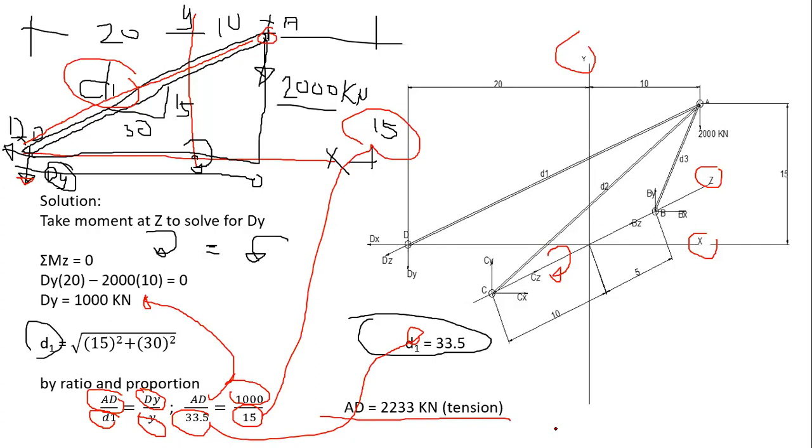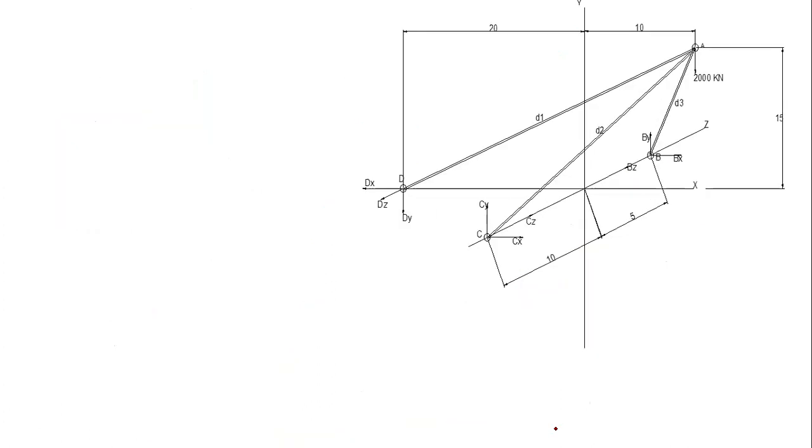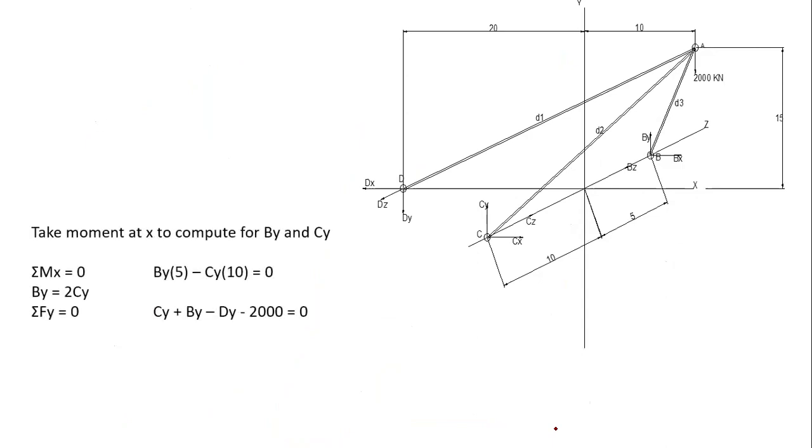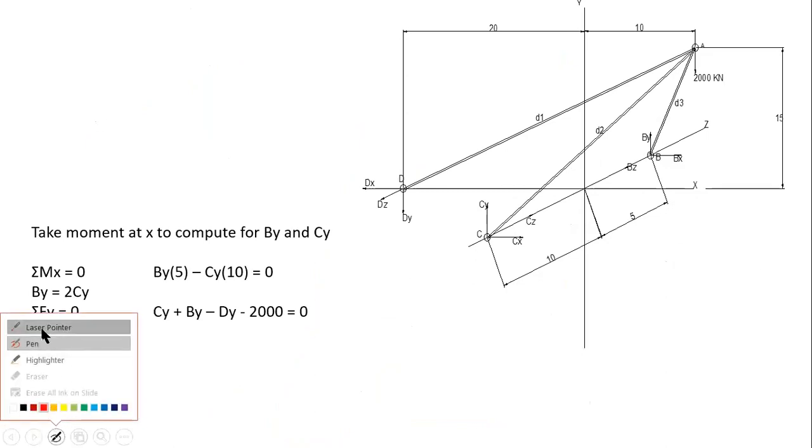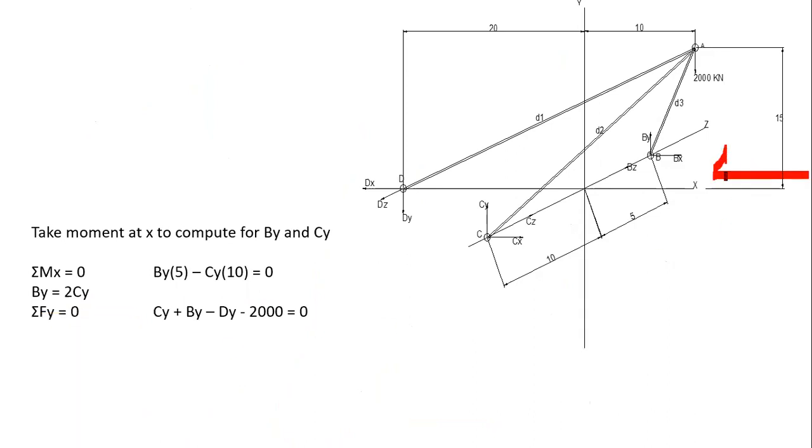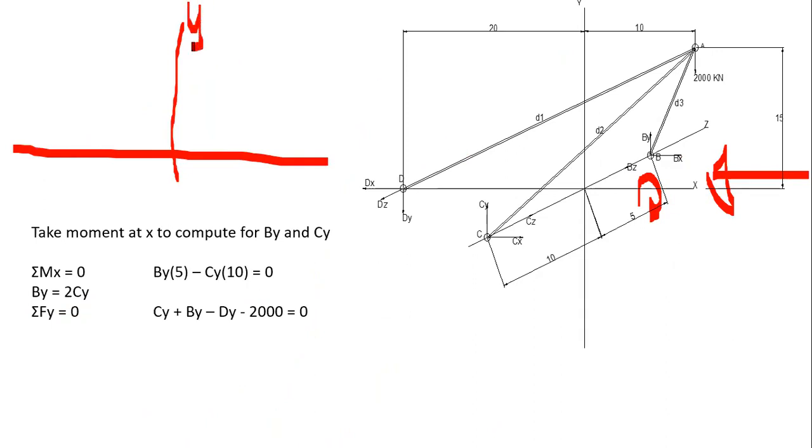So the concept is this one, similar to the next calculation. Ito naman, we take moment at x. Ano naman yung x axis? Pag mag-take moment tayo sa x, meaning we are looking in this direction. Itong paikutin natin na x. So pag paikot natin sa x, we are looking at this direction. In other words, what we can see here, anong plane? Y-axis and then Z-axis.